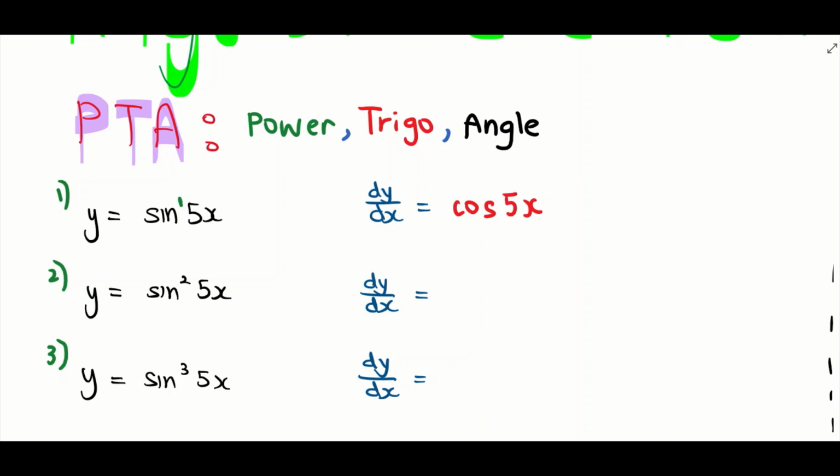After trigo step, we are left with angle step. How do I differentiate the angle? Differentiate 5x will give me 5. Multiply by 5. Of course, sum it all up, my number put in front, bring it forward. 5 cosine 5x.